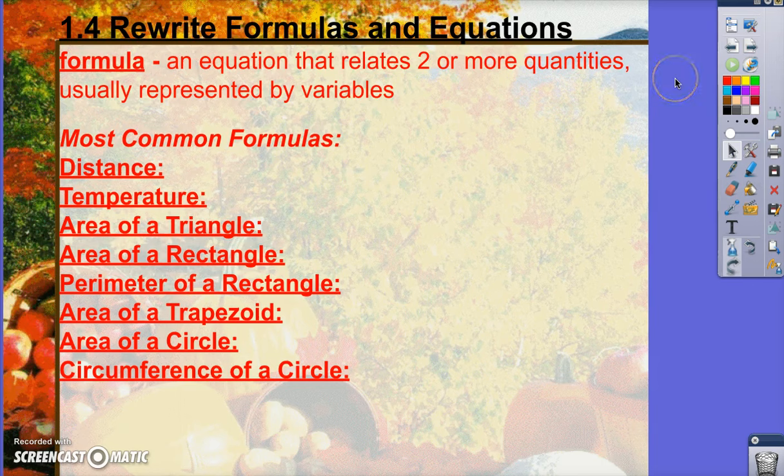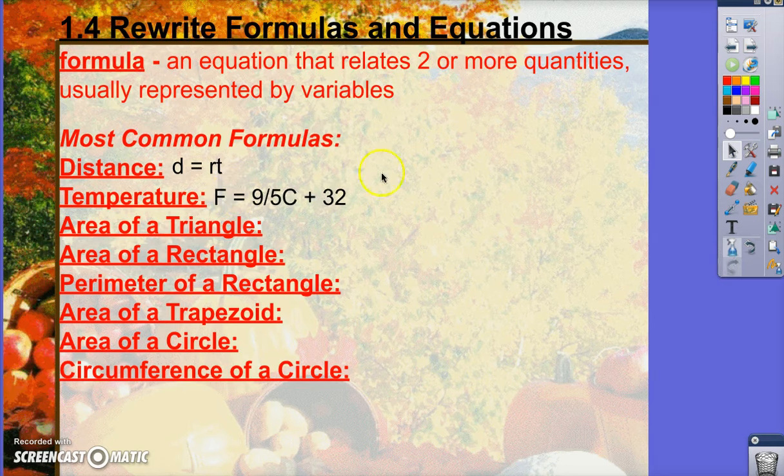All right, so 1.4, we write formulas and equations. So we start off with a basic definition of what a formula is. A formula is an equation that relates two or more quantities, usually represented by variables. Some of our most common formulas, you should be somewhat familiar with them. Distance, we have the formula d equals RT, or distance equals rate times time. Write these down as we go.